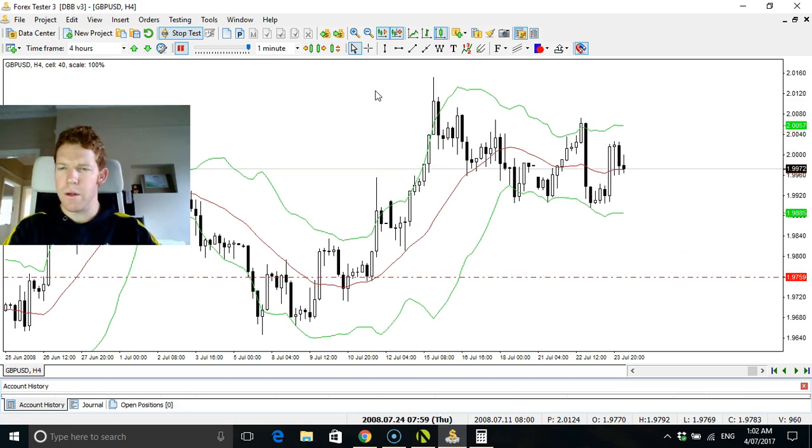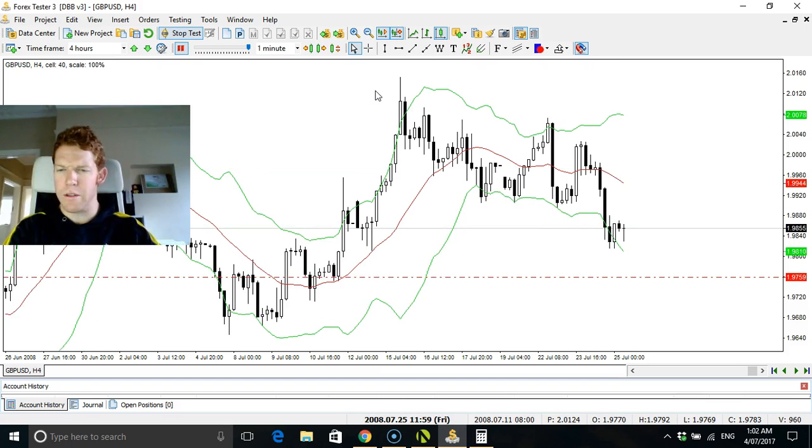A bit cold in Perth as well. So Perth-wise anyway, it's like 14 is the max.